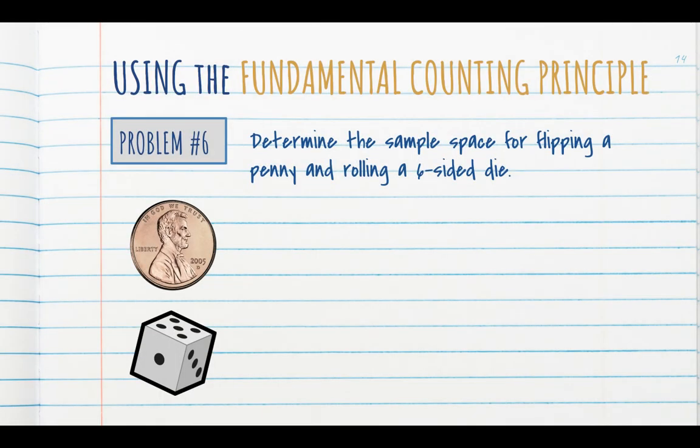I want you to try another one with the fundamental counting principle. This time you're going to determine the sample space for flipping a penny and rolling a 6-sided die. Pause the video while you're working this problem and press play when you're ready to check your work.